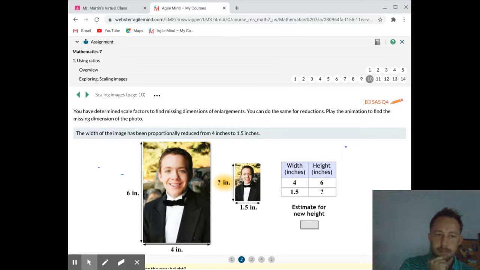Emma, what did you say? Is it going to be bigger or less than 6? All right. So somebody give me an estimate for the new height. What would it be about? How many inches? It's just an estimate. It's just got to be close. 3? Yeah, all right. So let's see if 3 is almost there.